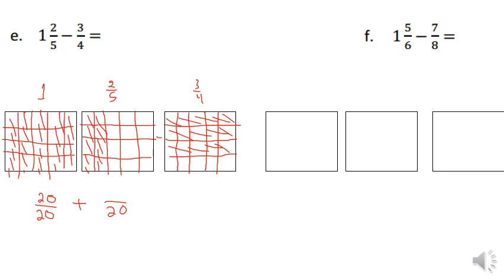So our common denominator is going to be 20. And since it's one whole, it's going to be 20 20ths. Plus, we can see we have 2, 4, 6, 8, 8 20ths.